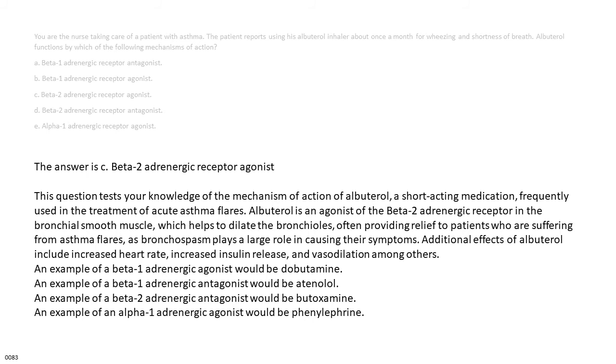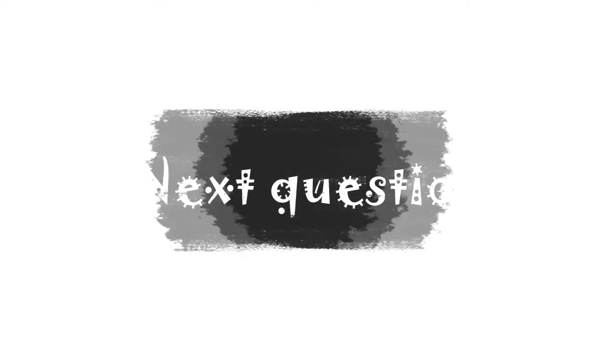An example of a beta-1 adrenergic agonist would be dobutamine. An example of a beta-1 adrenergic antagonist would be atenolol. An example of a beta-2 adrenergic antagonist would be butoxamine. An example of an alpha-1 adrenergic agonist would be phenylephrine.